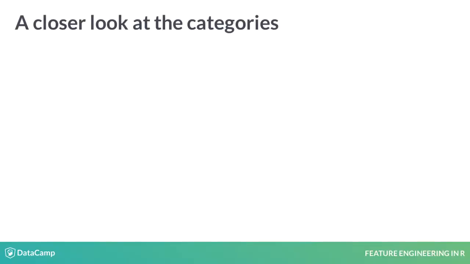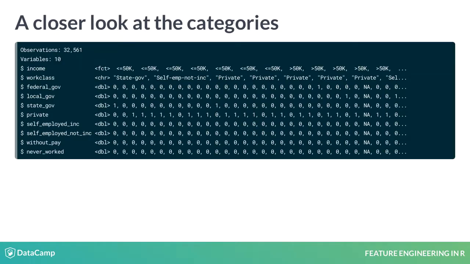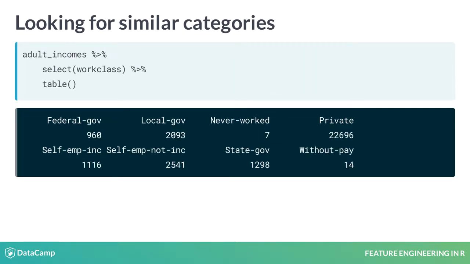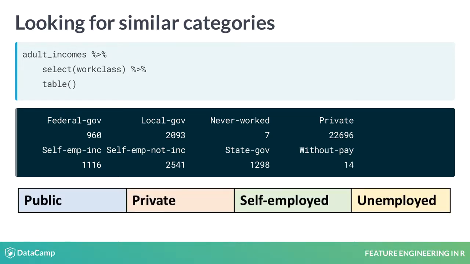Feature engineering techniques combine content knowledge and knowledge gained from data exploration. Previously, you created one-hot encoded features representing the categories in the workclass variable. Notice that there are currently 8 new features representing the workclass column categories. The similarities of the workclass variable categories can be leveraged to reduce the total number of categories. We can use the table function to look at the categories and reduce the 8 existing categories into 4 categories: public, private, self-employed, and unemployed.